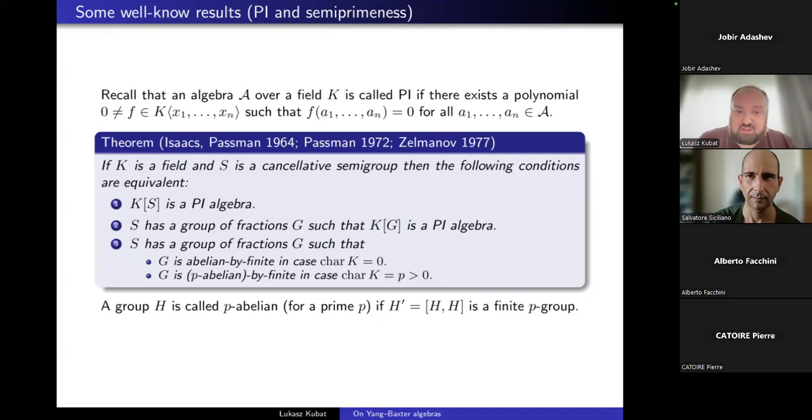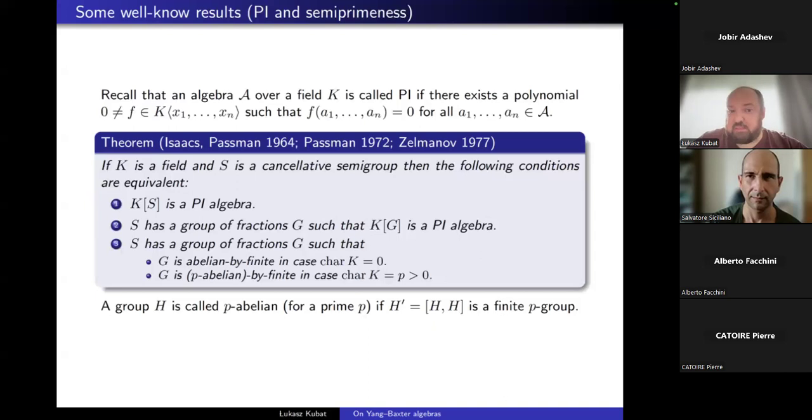In the 60s and 70s of the previous century, it was shown that for a cancellative semigroup, the semigroup algebra satisfies a non-trivial polynomial identity if and only if the semigroup has a group of fractions such that the corresponding group algebra is PI, which is also equivalent to S having a group of fractions which is abelian by finite in case the characteristic is 0. And if we want to have a PI algebra, G must be p-abelian by finite if the characteristic of the base field is positive. By p-abelian, I mean that the derived subgroup of our group is a finite p-group. So there are some theorems characterizing when at least some semigroups lead to PI algebras.